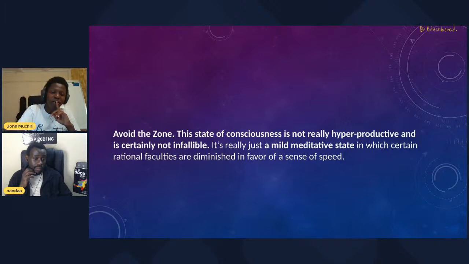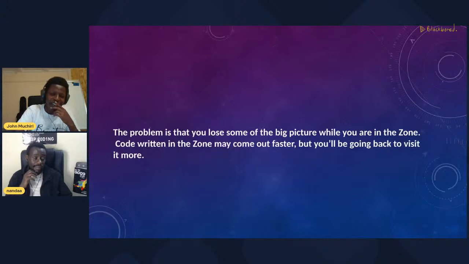So you have speed. Yes, you have speed when you're coding in the zone. The problem is that you lose some of the big picture. Maybe you're concentrating on a function, or making a module for certain jobs, and you lose the picture of the whole system.